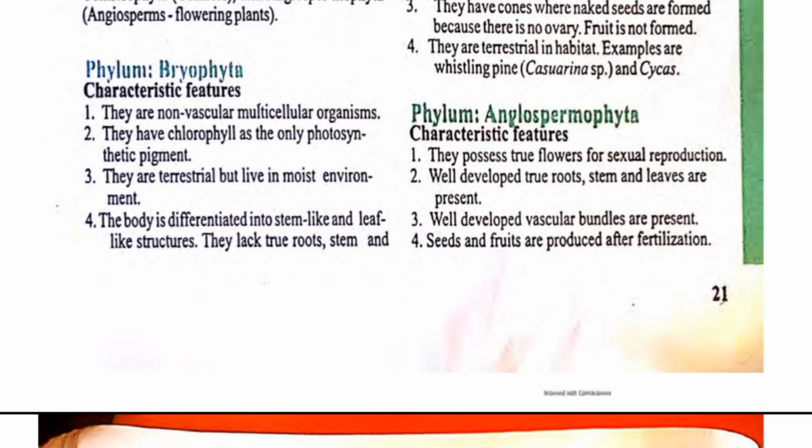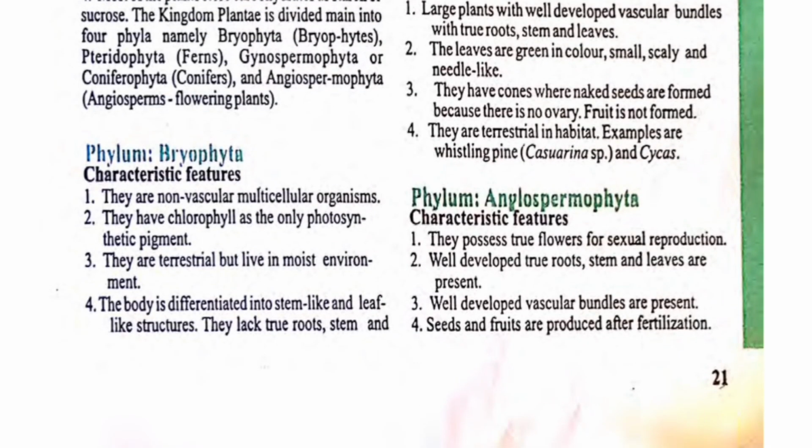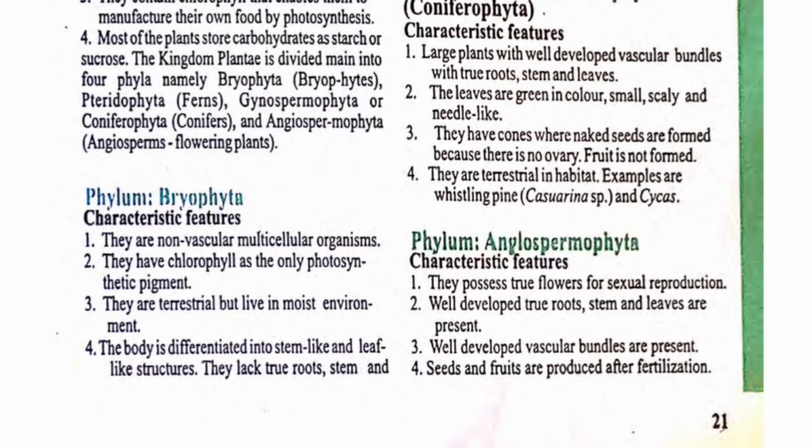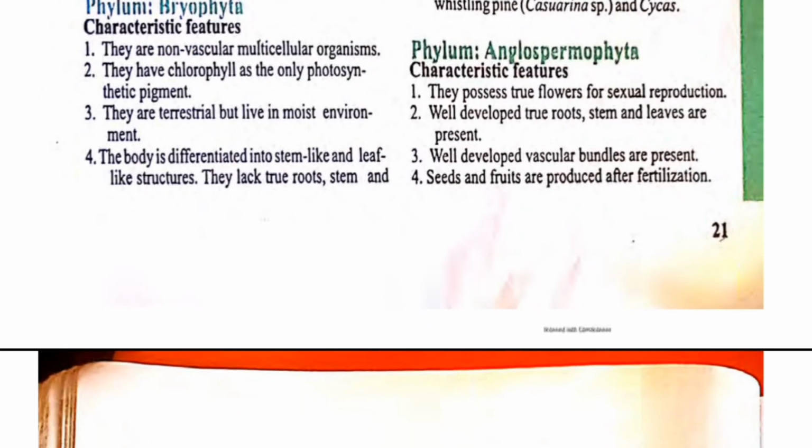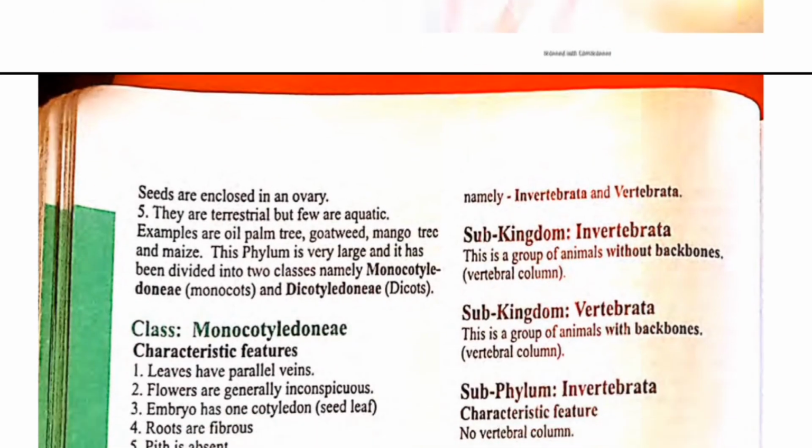Seeds and fruits are produced after fertilization. If you would remember, I laid emphasis on the fact that gymnospermatophyta don't have ovaries, so fruits are not being formed. The seeds are naked. But in angiospermatophyta, fruits are formed because the ovaries are present, after fertilization. Now they are terrestrial but few are aquatic.